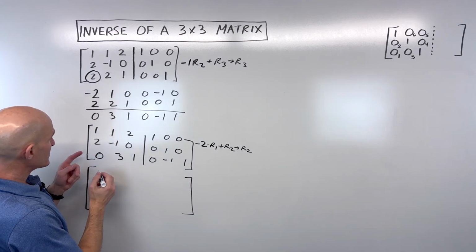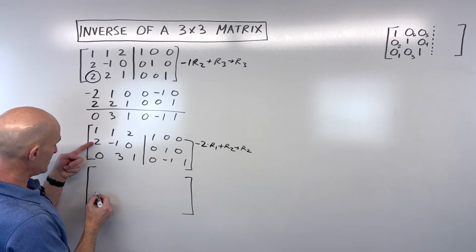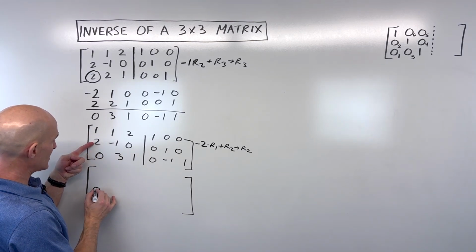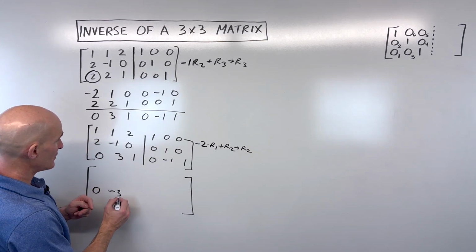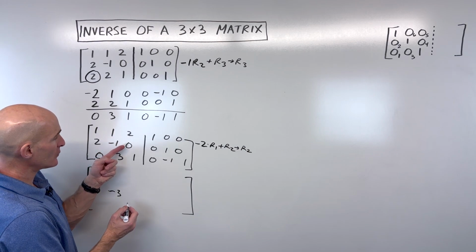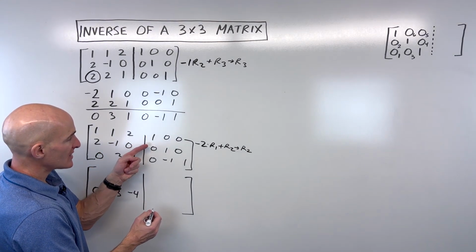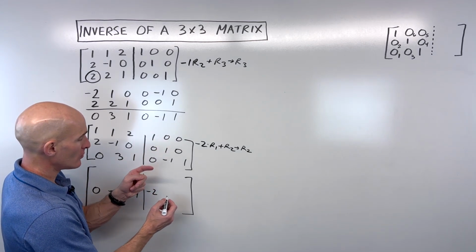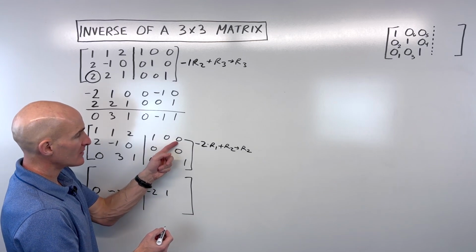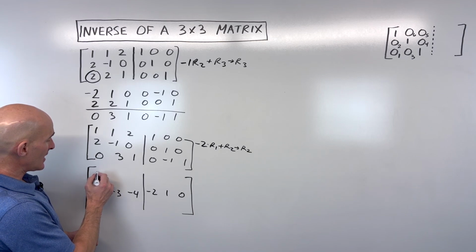So let's see, negative 2 times 1 is negative 2 plus 2 is 0, right? That's what we wanted. Negative 2 times 1 is negative 2 plus negative 1 is negative 3. Negative 2 times 2 is negative 4, plus 0 is negative 4. Negative 2 times 1 is negative 2, plus 0 is negative 2. Negative 2 times 0 is 0, plus 1 is 1. Negative 2 times 0 is 0, plus 0 is 0. And then the other rows are going to stay the same.